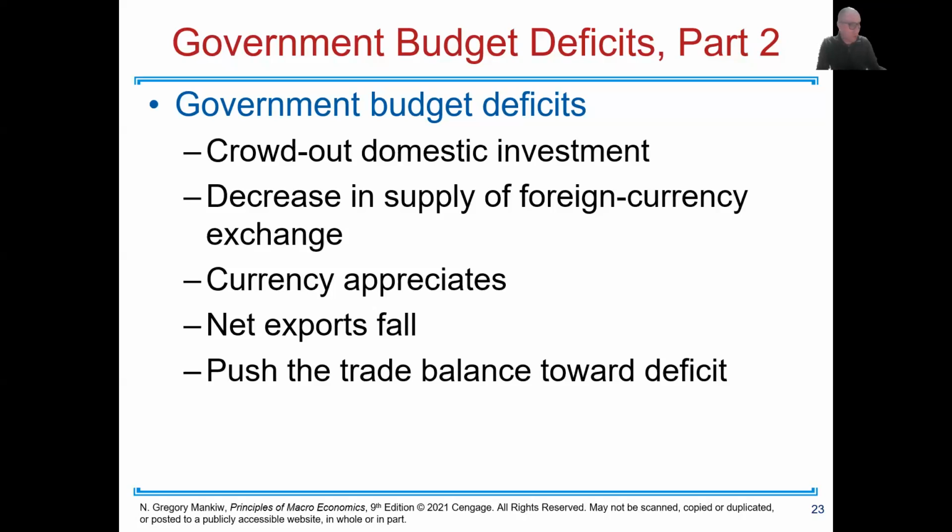The net exports fall. Of course it does, because there's not a whole lot being produced locally because there's less investment. And it pushes the trade balance toward a deficit, which we currently have. In the United States, we have a trade deficit plus a government budget deficit, which we've been running for a long time, about 24 years.